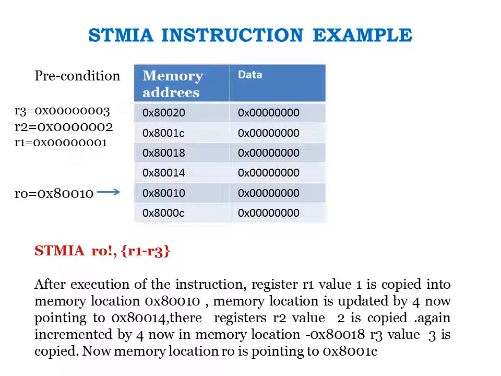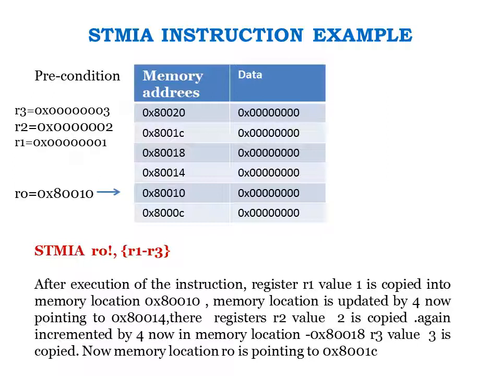STM instructions are used when we have to move a block of data from registers to the memory. In the previous case, the LDM instruction is used when a block of data from memory is moved to the registers. That time LDM is used. If a block of data from registers to the memory has to be moved, then the STM instruction is used. When you use it, you have to attach the addressing mode. So here I have used IA. So what is the example of STMIA?